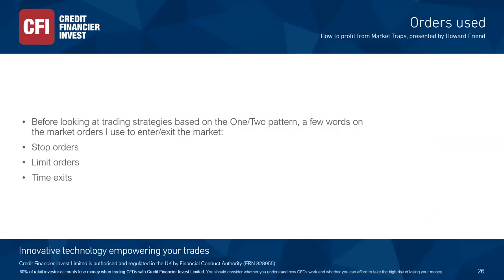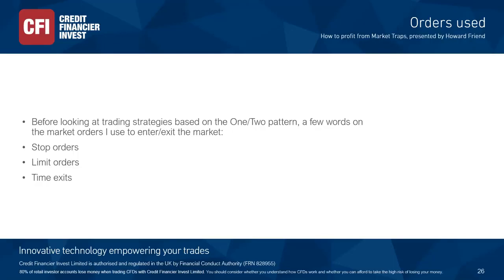Okay, so that's pretty much how the 1-2 setup works, and a lot of different examples, buy and sell, most of which you've seen work in terms of trends, but also some topping situations where we get a 1-2 situation at the top or the bottom of a trend. Okay, so before looking at trading strategies based on 1-2, I want to say a little bit about the market orders that I use to enter and exit the market when I trade 1-2.